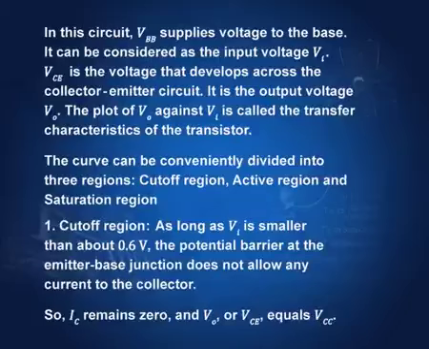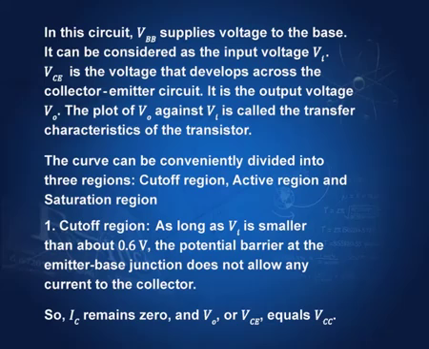So, in this circuit, VBB supplies the voltage to the base. It can be considered as the input voltage Vi. So, VBB is the input voltage. VCE is the voltage that develops across the collector emitter circuit. It is the output voltage V0. The VCE is the one that develops across this emitter collector circuit, and therefore, that is the output voltage. So, we plot output voltage against the input voltage.